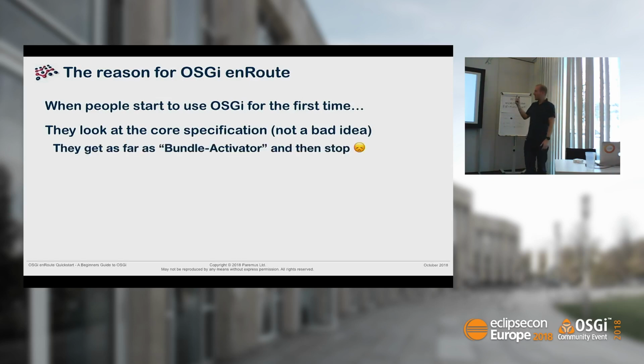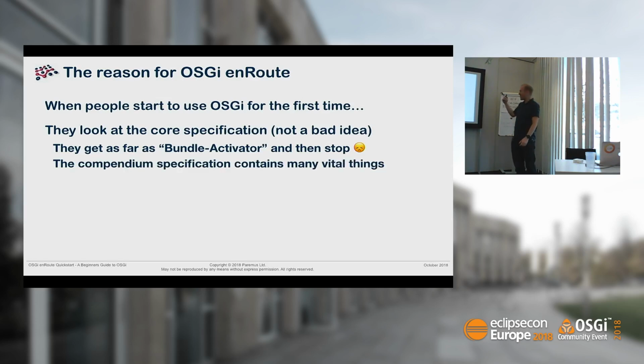But the problem is that they get to bundle activator part of the core spec and then think, hooray, I've found my main method. How many people at the beginning of joining the OO revolution way back when were found lots of people who'd learned something like C, and then they found, oh, Java's main method, right, I know everything I need to know to start programming. It's exactly the same with bundle activator. The problem is that the compendium spec has so much good stuff in it, and people just don't see it.